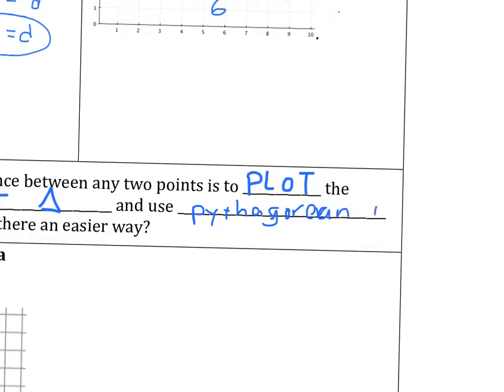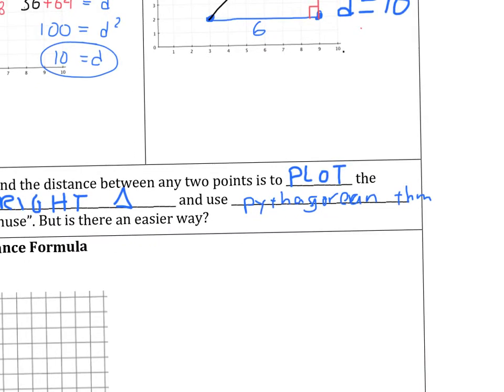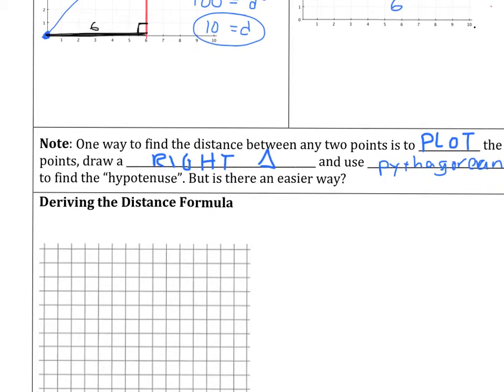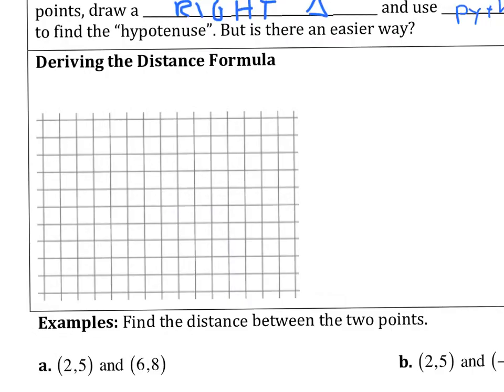Pythagorean, learn to spell theorem. And then we find the hypotenuse, or the length of the hypotenuse, in this case the distance. So of course we ask ourselves, is there an easier way? Let's take a moment to derive the Pythagorean theorem.